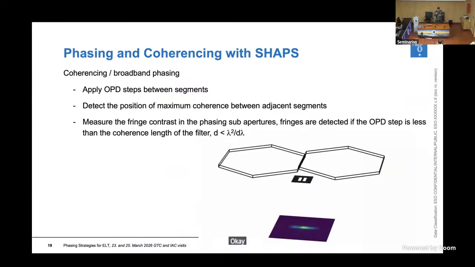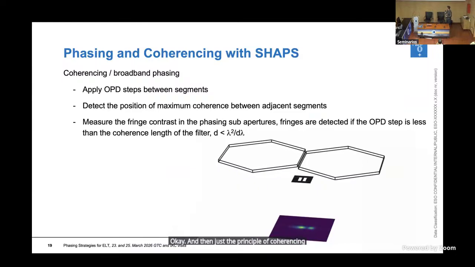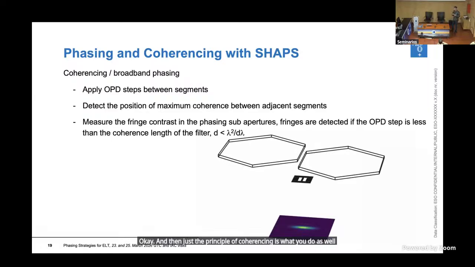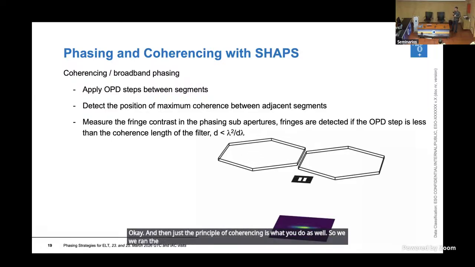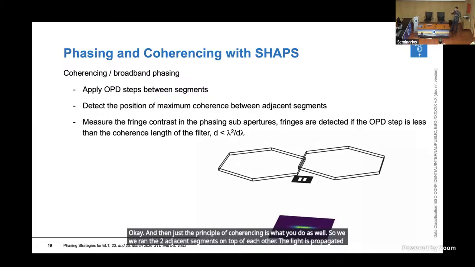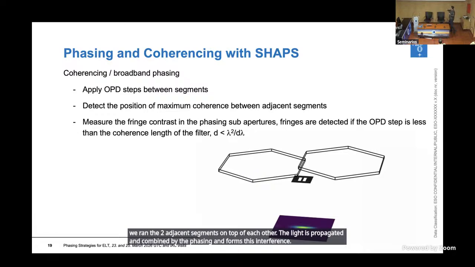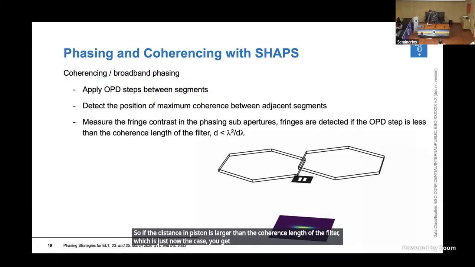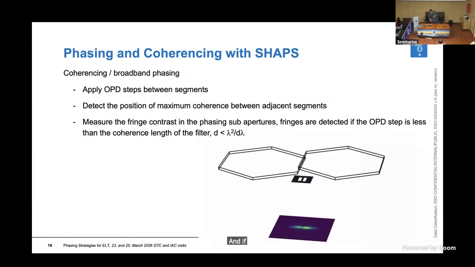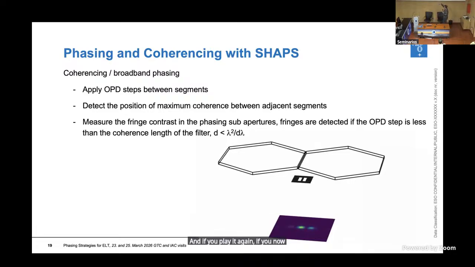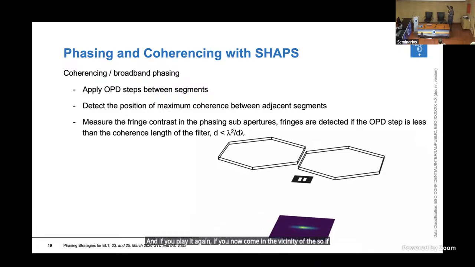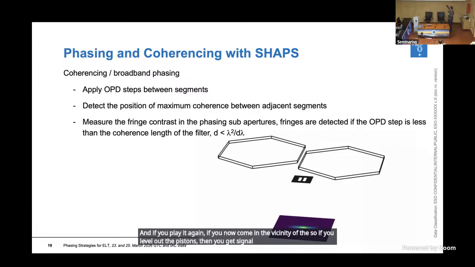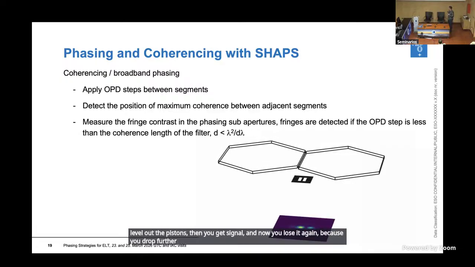Okay, and then just the principle of coherencing is what you do as well. So we ram the 2 adjacent segments on top of each other. The light is propagated and combined by the phasing subaperture and forms this interference fringe. So if the distance in piston is larger than the coherence length of the filter, which is just now the case, you get an incoherent spot. And if I play it again, if you now come in the vicinity, so if you level out the pistons, then you get signal, and now you lose it again because you're further away than the coherence limits.